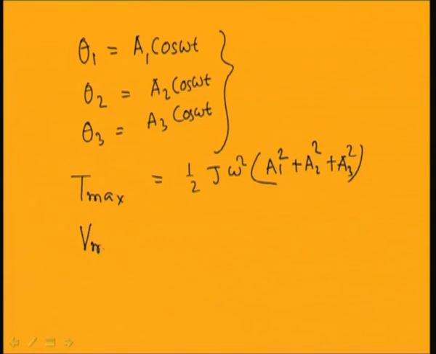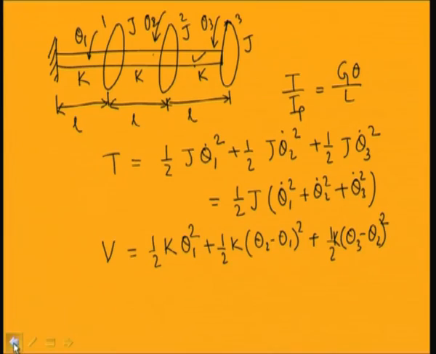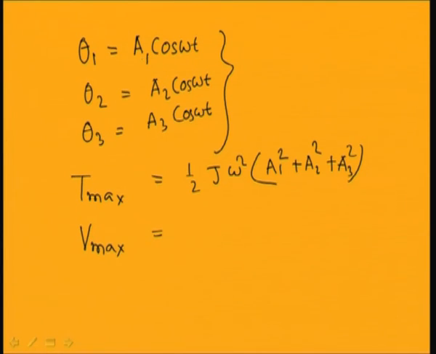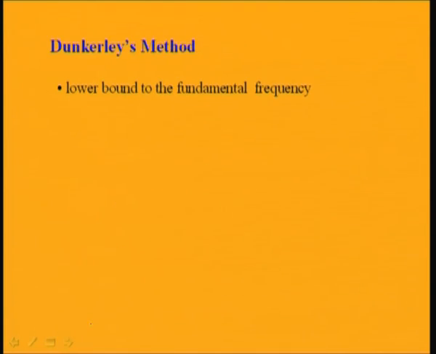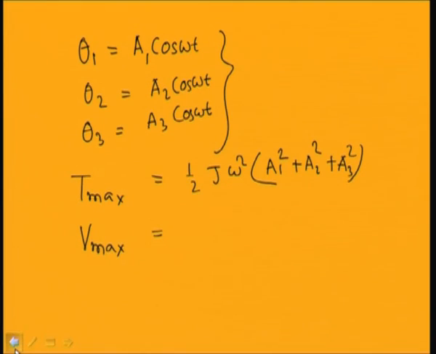Similarly, V max, that is the potential energy of the system. This is the expression for potential energy. Here, by substituting the maximum theta, theta 1 will be equal to A1, theta 2 will be equal to A2 and theta 3 will be equal to A3. So I can write this equal to half k. I can take this k common. So this will become A1 square plus (A2 minus A1) square plus (A3 minus A1) square.